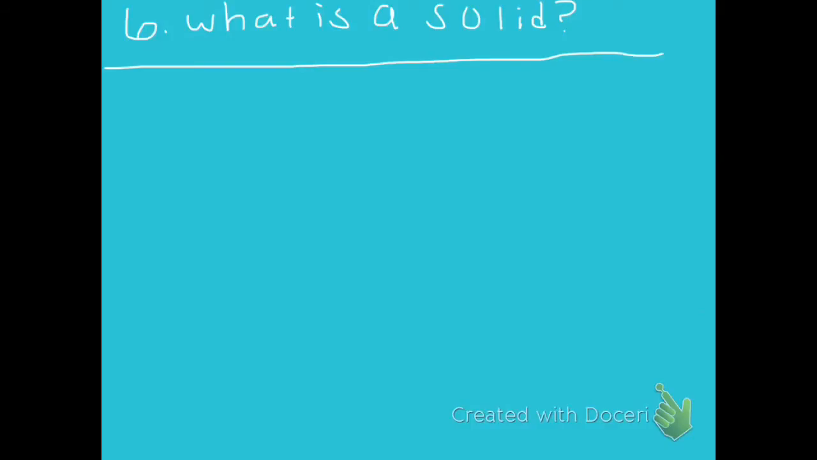Now for question 6. What is a solid? Write it down on a piece of paper and don't look it up. Question 7. What is a liquid? Write it down on a piece of paper. Question 8. What is a gas? The answers for each question, 1 through 8, are coming up next.